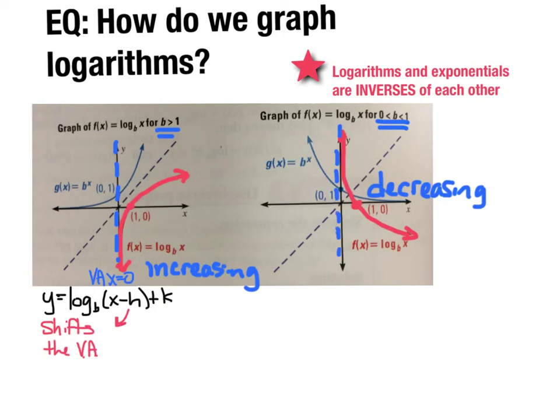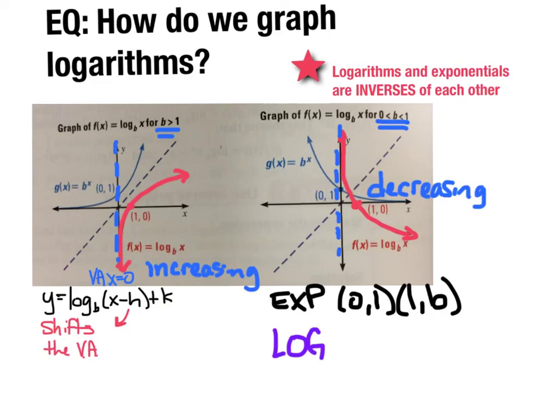Okay, now for an exponential, what were the two main points that we always wrote down? 0, 1, and 1, b. All right, now for a log, remember that log is the inverse. So for inverses, what do you do to the points? You just reverse them. So for a log, my main points are going to be 1, 0, and b, 1. That's one of the main things for graphing.